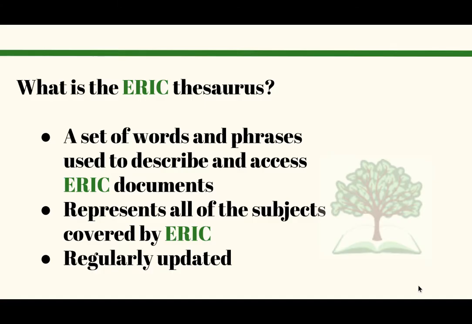What is the ERIC thesaurus? Well, to begin with, it is a list of carefully researched and selected words and phrases that are used to describe and access ERIC documents by subject. Basically, the thesaurus represents the subjects covered by ERIC. ERIC's thesaurus was actually begun in 1965, making it one of the earliest controlled vocabularies to be developed for an information retrieval system. Its most recent full update was in 2015, ensuring up-to-date terminology and a high level of relevancy of retrieved documents for searchers' needs.